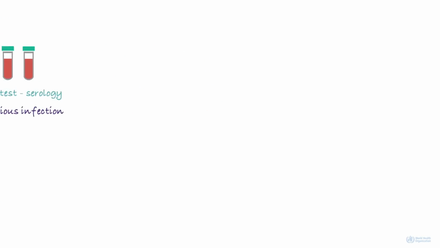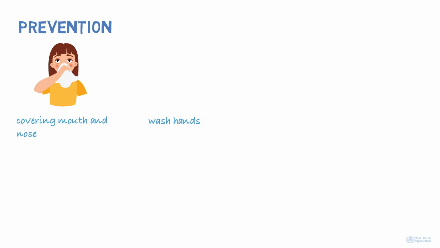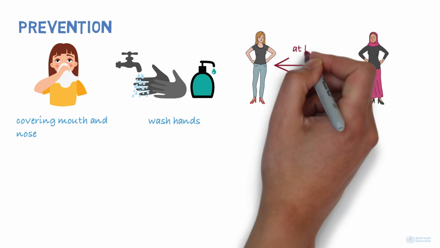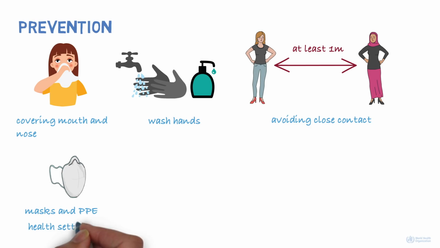How do we prevent transmission of the virus? There are a number of effective ways to prevent the spread of the disease. These include covering your mouth and nose when coughing or sneezing with a flexed elbow or tissue, and throwing the tissue in a closed bin immediately after use. Wash hands regularly with soap and water or an alcohol-based hand rub, maintaining at least 1 meter distance from people, and the appropriate use of masks and personal protective equipment, especially in health settings.